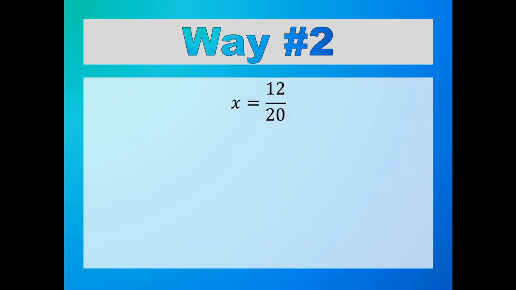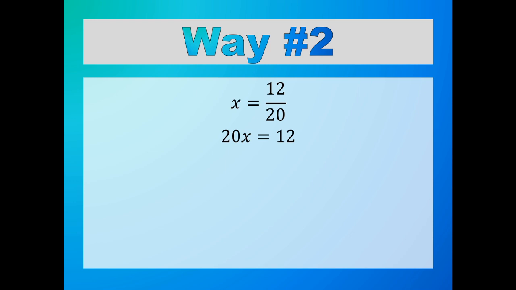I would now like to talk about another way that you can explain this idea of simplifying fractions. Let x be equal to 12/20ths. If we multiply 20 to both sides, we get 20x is equal to 12.